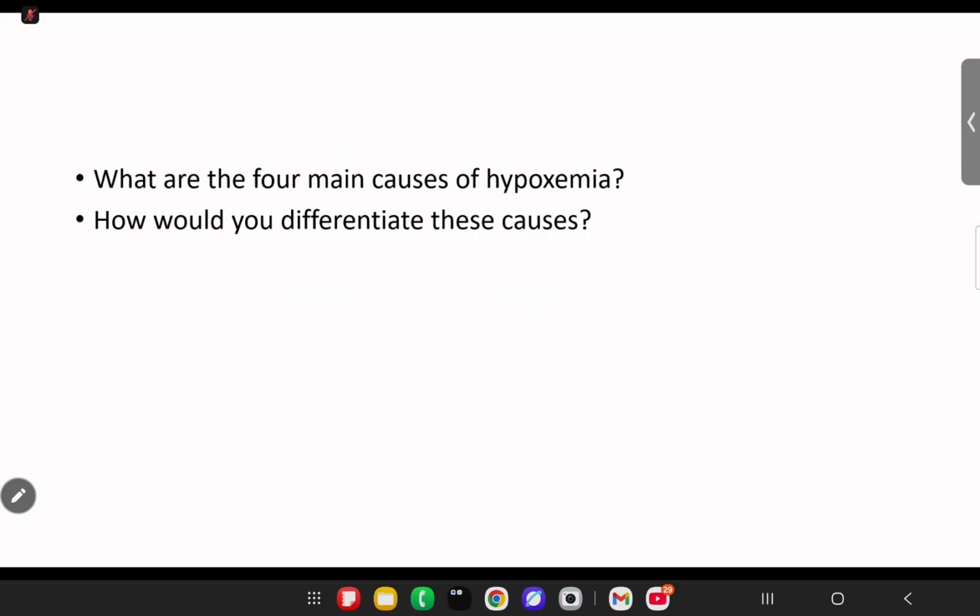Vidushit, what are the 4 main causes of hypoxemia? Sleeping or something. Chintaka Navaratna. Four main causes of hypoxemia. Or anyone? Madhushi? At least tell one.